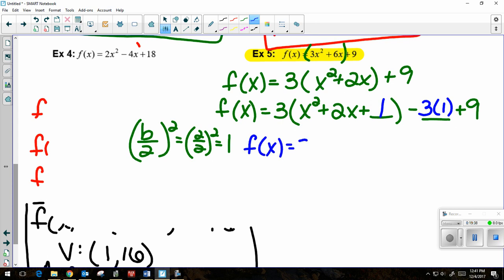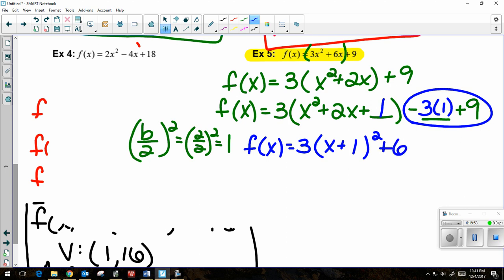So f of x equals 3. The shortcut is x squared. It's half of b. So half of 2 is 1. And then these two pieces get combined together. Negative 3 times 1 plus 9 is going to give you 6. If you need to, use your calculator.